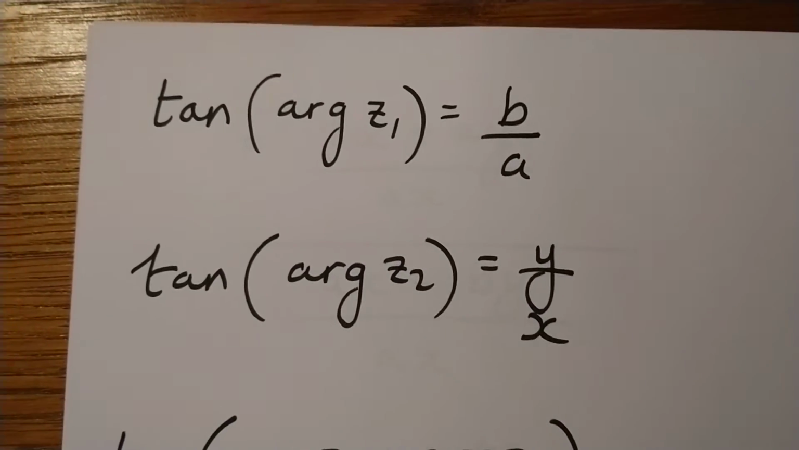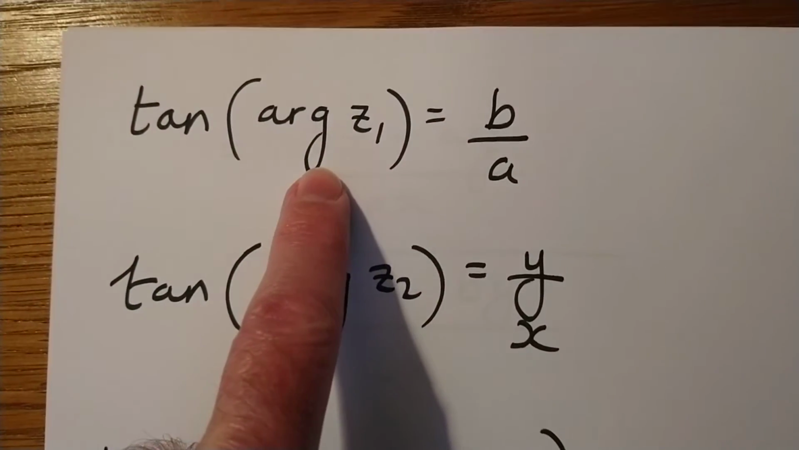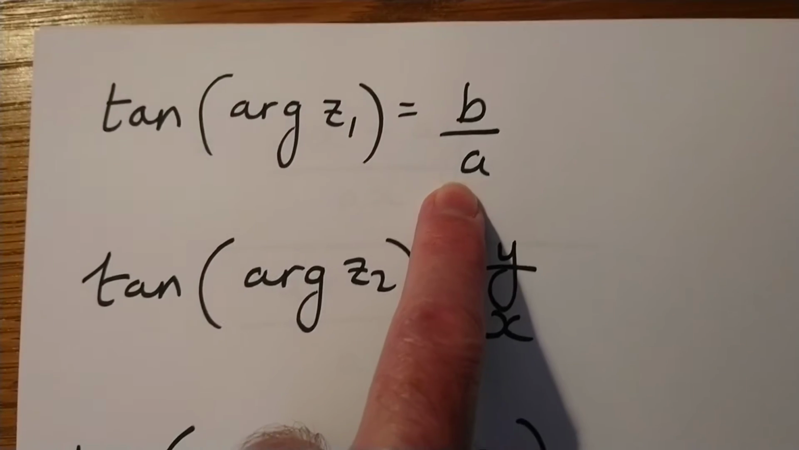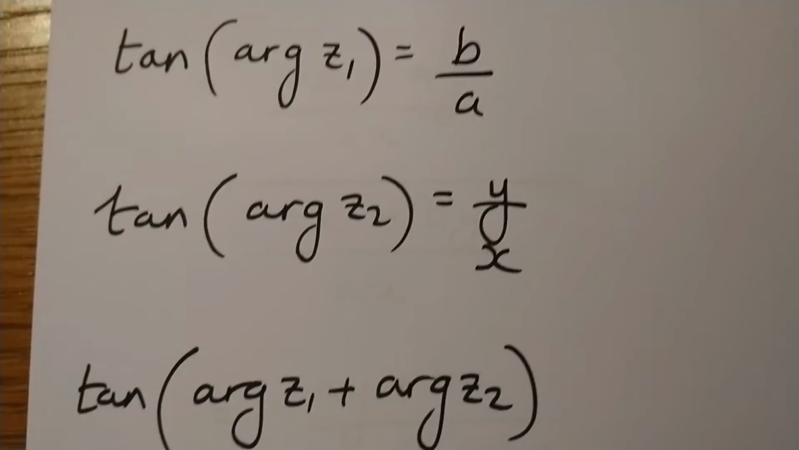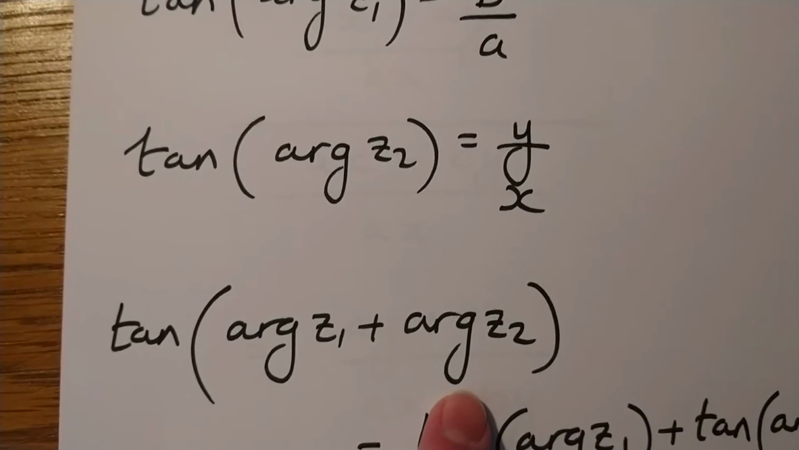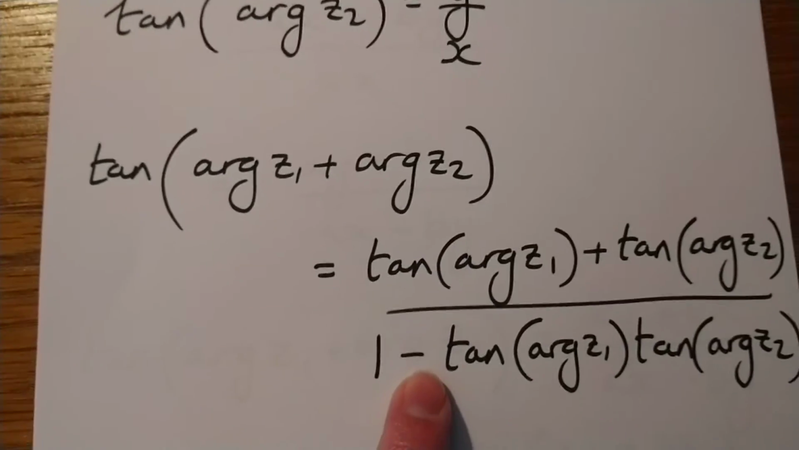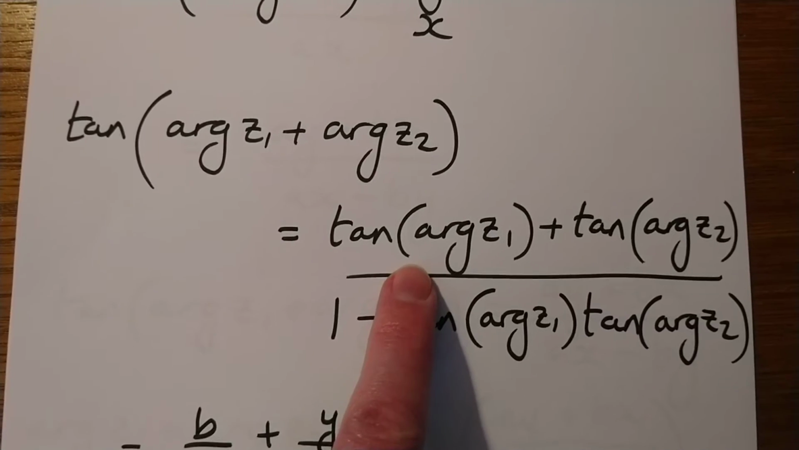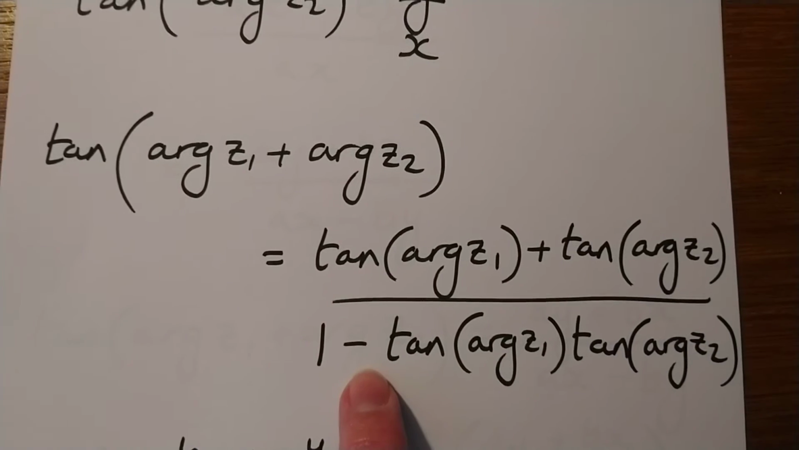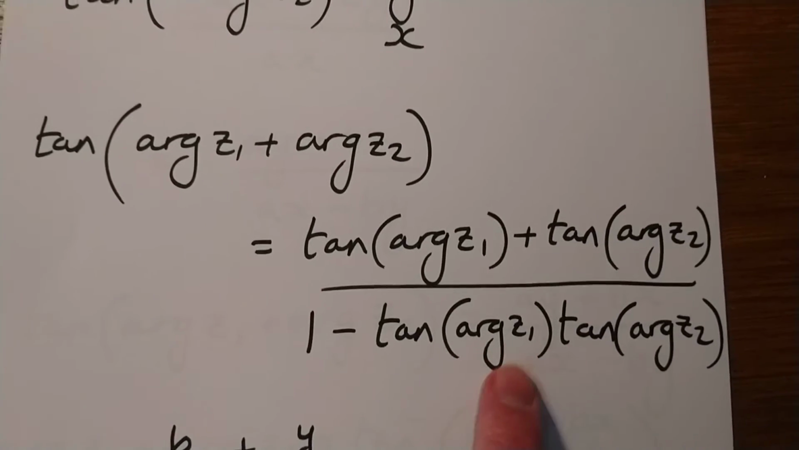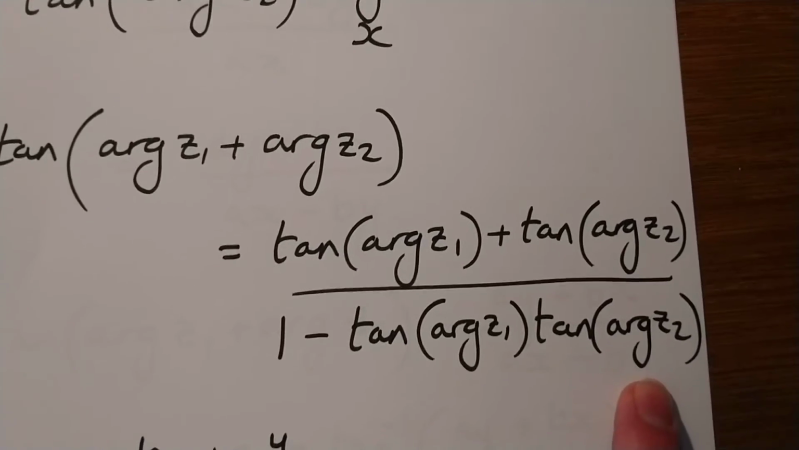We'll return to that equation in just a bit, but for now, let's consider the fact that the tan of the argument of z1 is b over a, and the tan of the argument of z2 is y over x. So the tan of these two things added together, we can use the usual tan of a plus b compound angle formula, and that gives us tan of the argument of z1 plus tan of the argument of z2, all divided by 1 minus tan of the argument of z1 multiplied by the tan of the argument of z2.